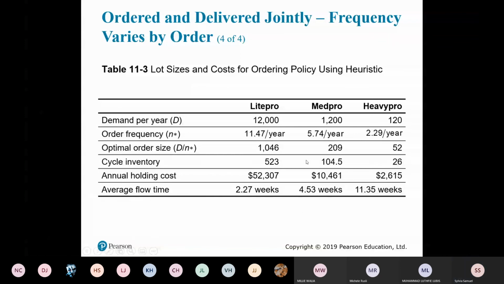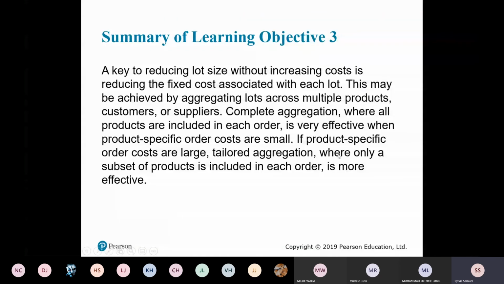So here, again, the total cost. The lot size is different now. The ordering policy is 4.53 per week for Heavy Pro, because the demand per year is not much. So around 11 weeks they need for the flow time. And for the ordering size, they need to order only 52, not much, not like Light Pro.